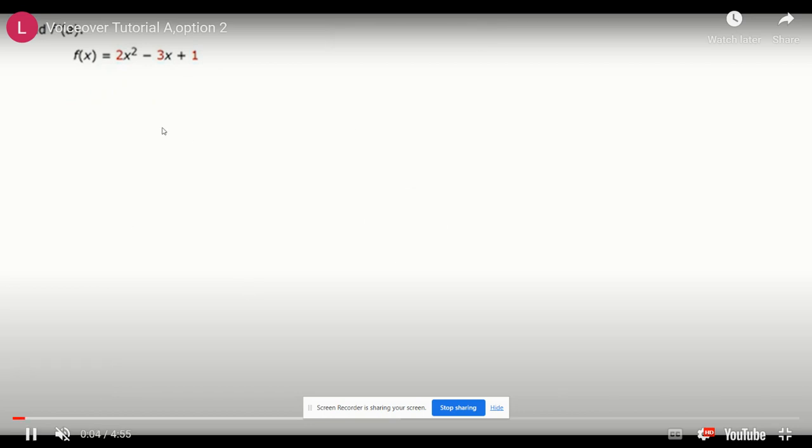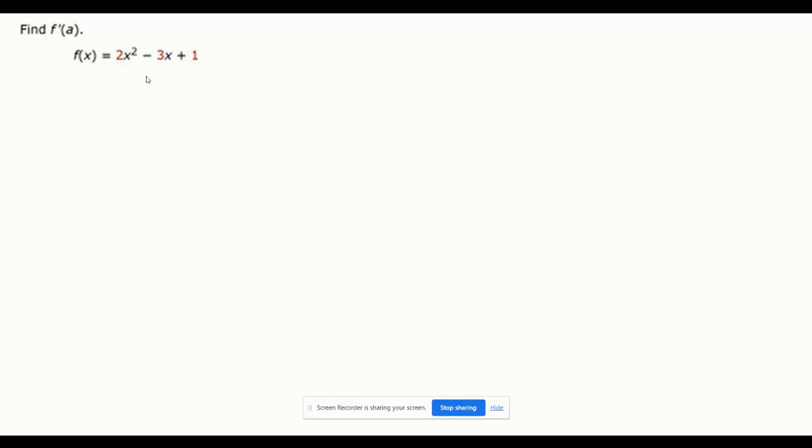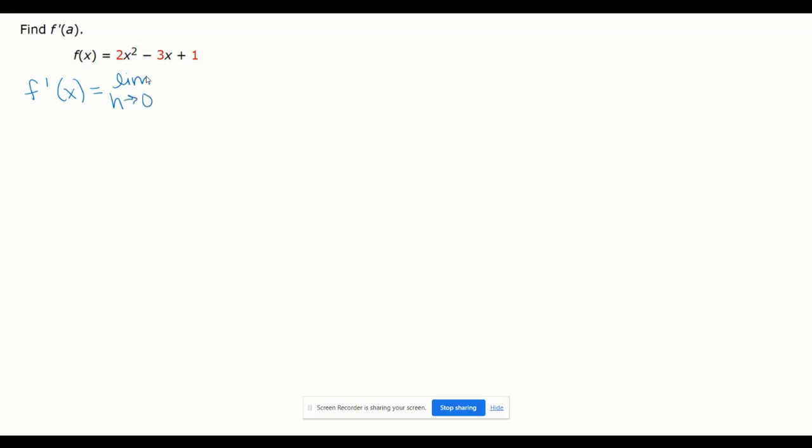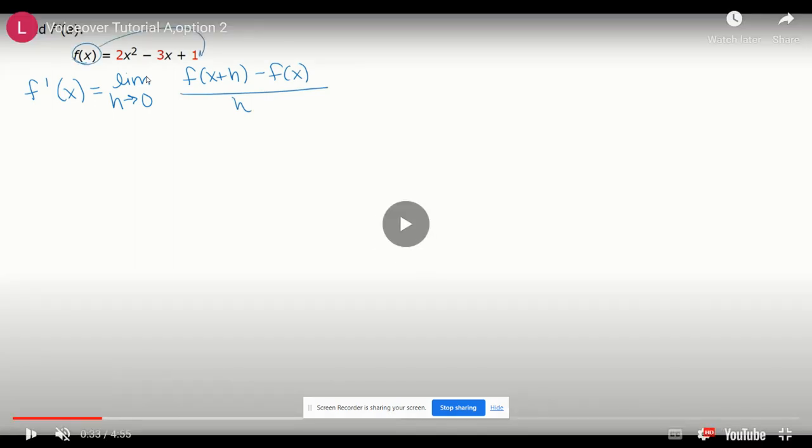It's just finding the derivative of a in this equation, which is 2x squared minus 3x plus 1. And overall, really simple stuff. You're just going to first put the limit, of course, limit approaching 0, and then there's an equation to find the derivative, and it's just putting in f of x plus h minus f of x over h. And so it's just showing how f of x is going to go into both of these equations.